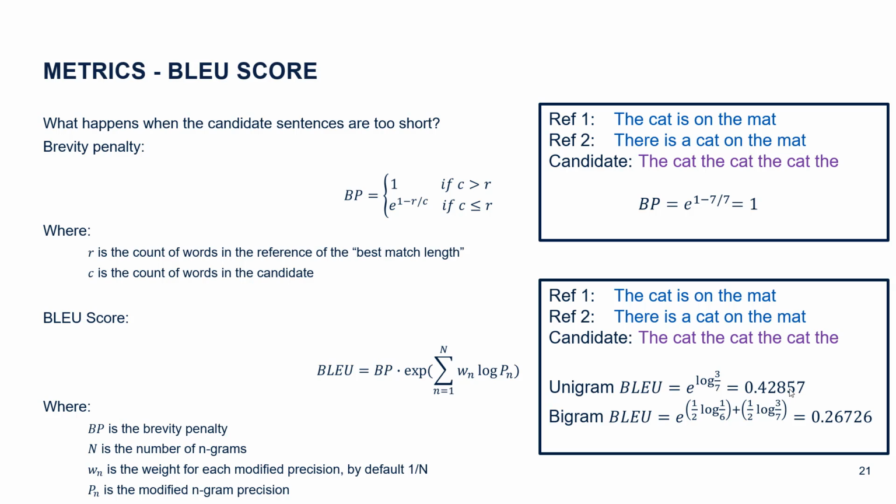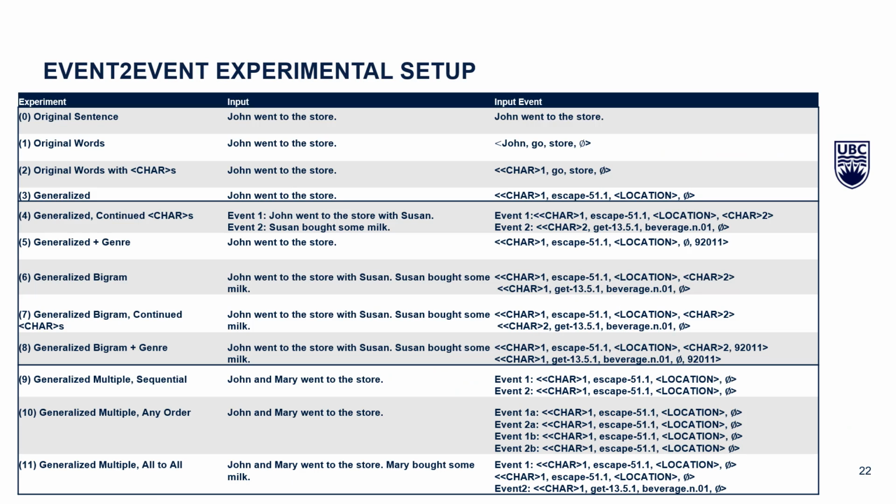Now, when we do unigrams, it's not going to reflect as well as if we were doing higher counts, but we can start to see that a little bit here with the bigram. So now we've jumped down from 0.42 down to 0.26. So that's good. Now let's take a look at the event-to-event experiment setup.